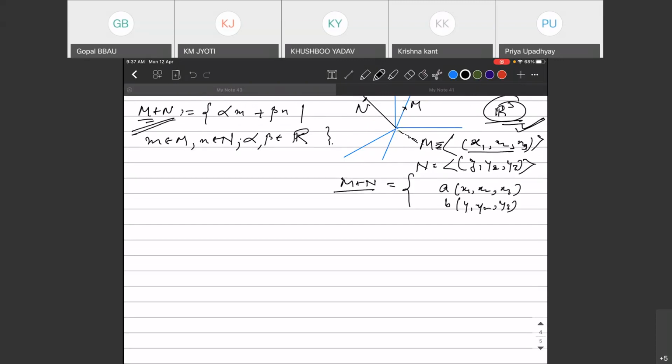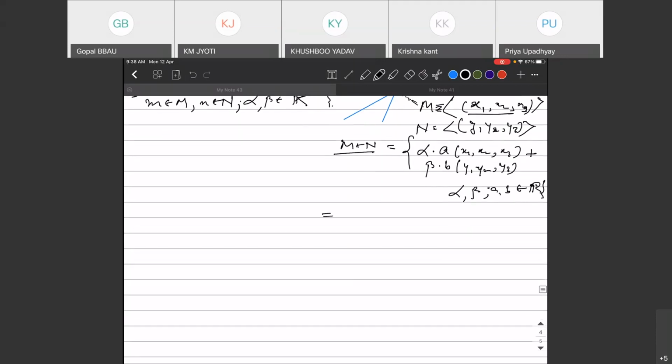Okay, so how did we define M plus N? M plus N is you multiply this by alpha, you multiply this by beta, and add this. And here alpha, beta, a, b, these are all real numbers. So if you see this, it is nothing but, say, gamma 1, where gamma 1 is alpha a, gamma 2 is beta b. This is of this form: gamma 1 times x1, x2, x3 plus gamma 2 times y1, y2, y3.